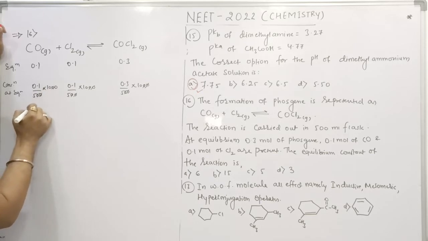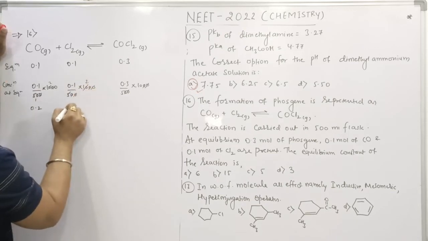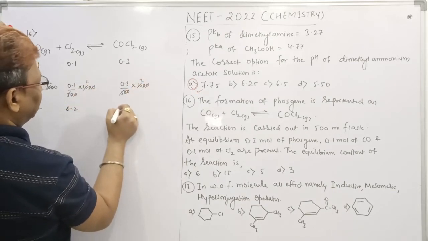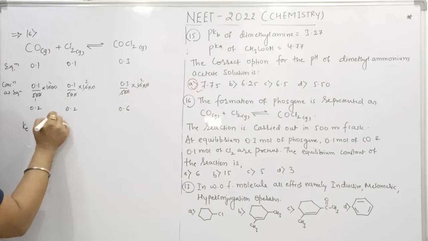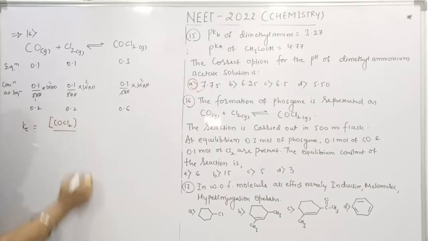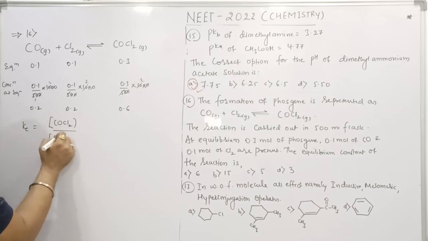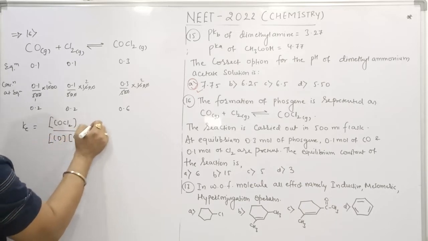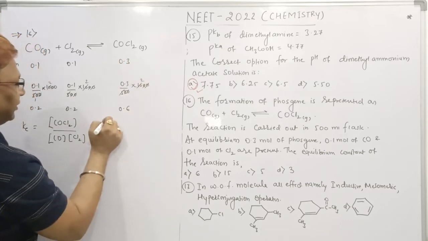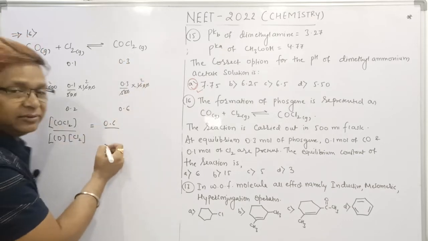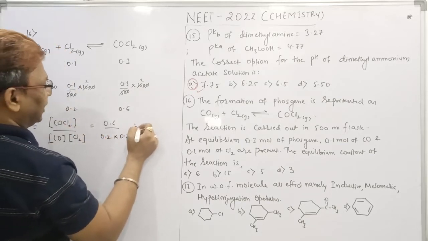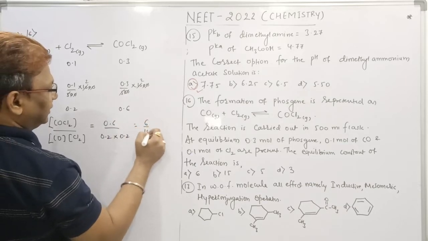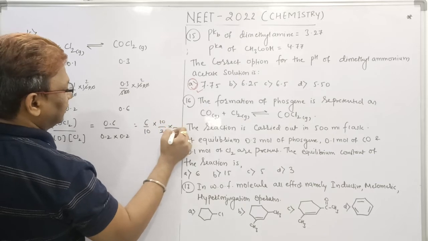So what am I getting here, beta? 5 ones are 5, 5 twos are 10, so 0.2. Similarly 0.2, and 5 threes are 15, 5 twos are 10, so 0.6. They're asking for the equilibrium constant of the reaction. So Kc is equal to the concentration of phosgene by CO in the form of gas and Cl2 in the form of gas. Phosgene concentration is 0.6, CO concentration is 0.2, and Cl2 is 0.2. So we get 6 by 10 into 2 by 10 into 2 by 10.